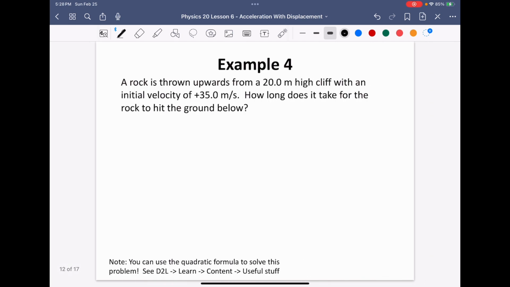Okay, a rock is being thrown upwards from a 20-meter high cliff with an initial velocity of positive 35 meters per second. How long does it take the rock to hit the ground below?